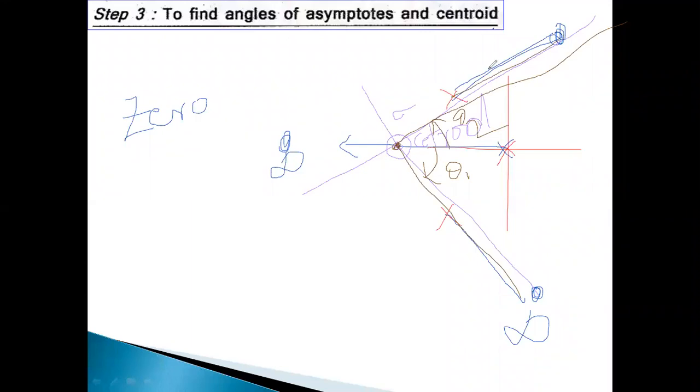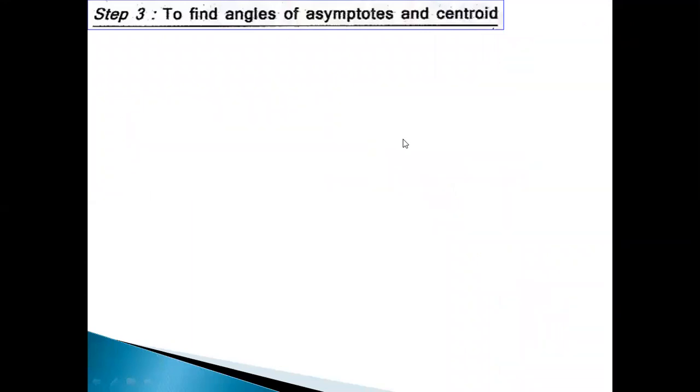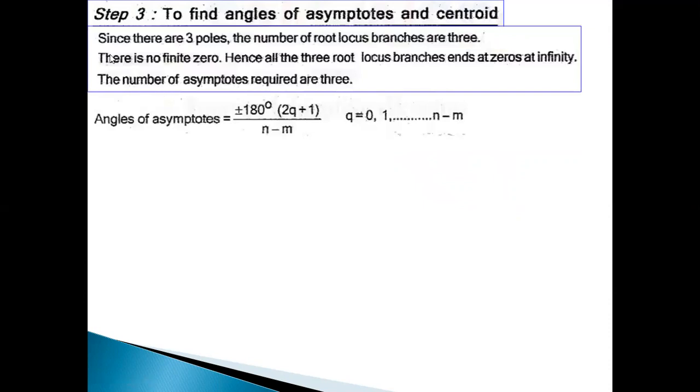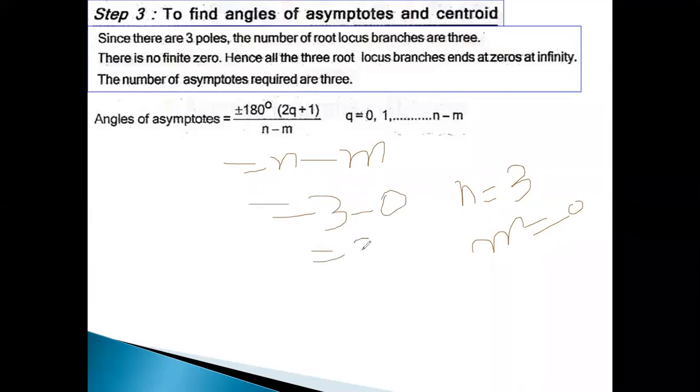Same thing, I'll explain. Since there are 3 poles, n is equal to the number of poles, which in this case is 3. M is equal to 0. So the number of asymptotes is equal to n minus m. In this case we have to draw 3 asymptotes.